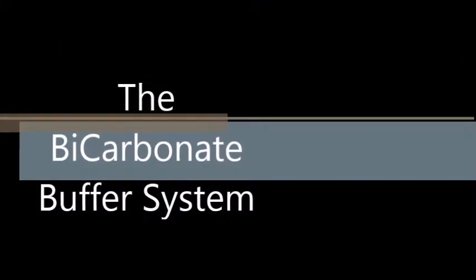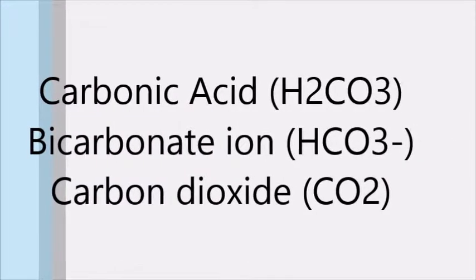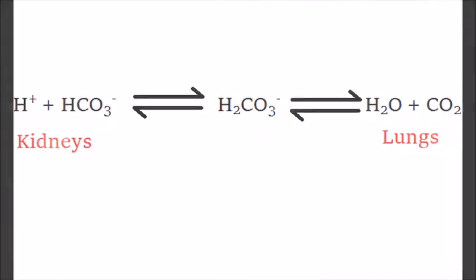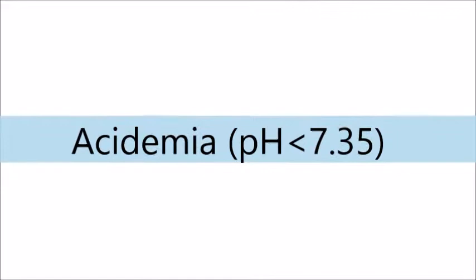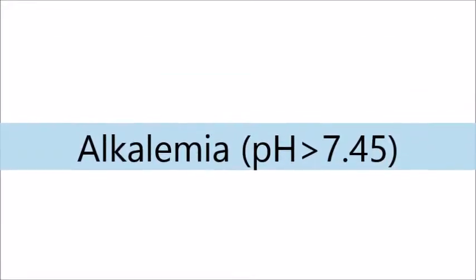The bicarbonate buffering system is an acid-base homeostatic mechanism which balances carbonic acid, bicarbonate ion, and carbon dioxide to maintain the pH in blood. Failure of this system results in an acid-base imbalance, such as acidemia, when the pH in blood is less than 7.35, and alkalemia, when the pH in blood is greater than 7.45.